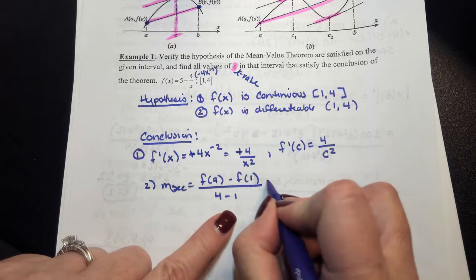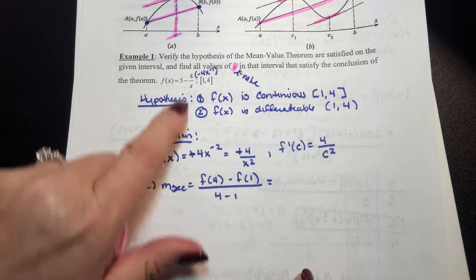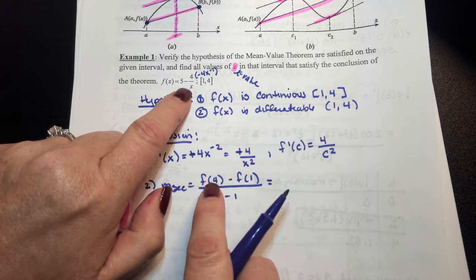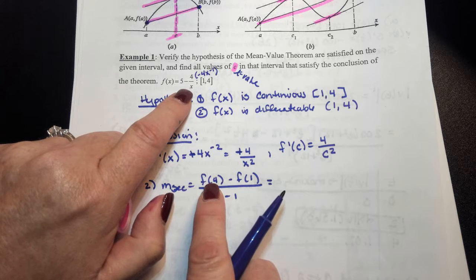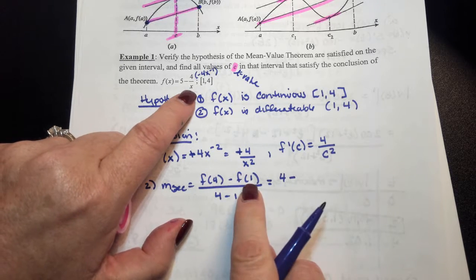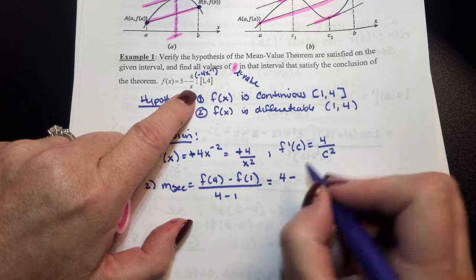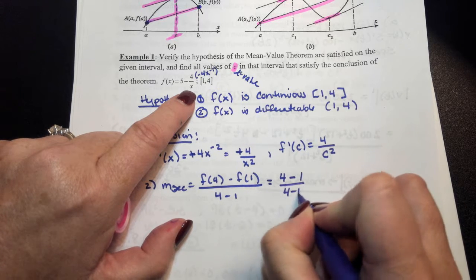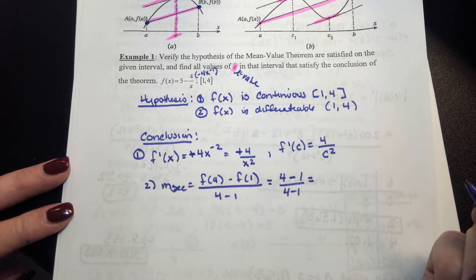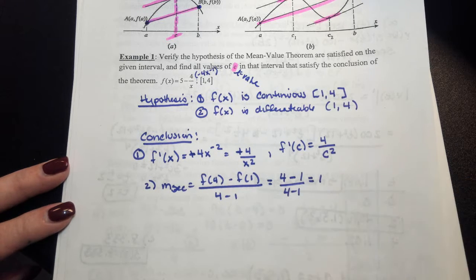Now f of 4 I can find by taking 4 and plugging it back into my original function. So what is f of 4 going to be equal to? f of 4 will be equal to 4 minus, what is f of 1 going to be equal to? 1, all over 4 minus 1. So then what slope am I going to get? 1. So my slope is 1.